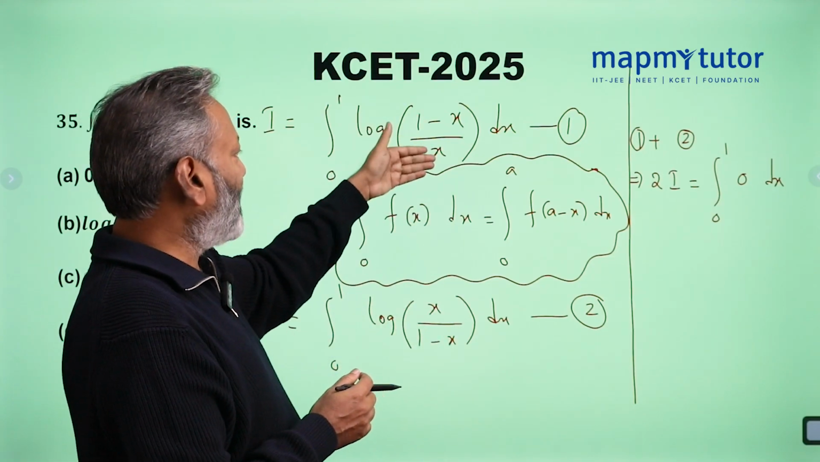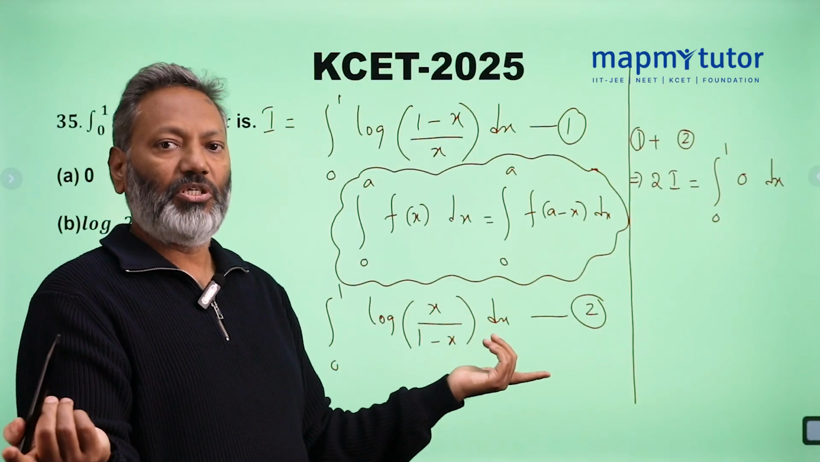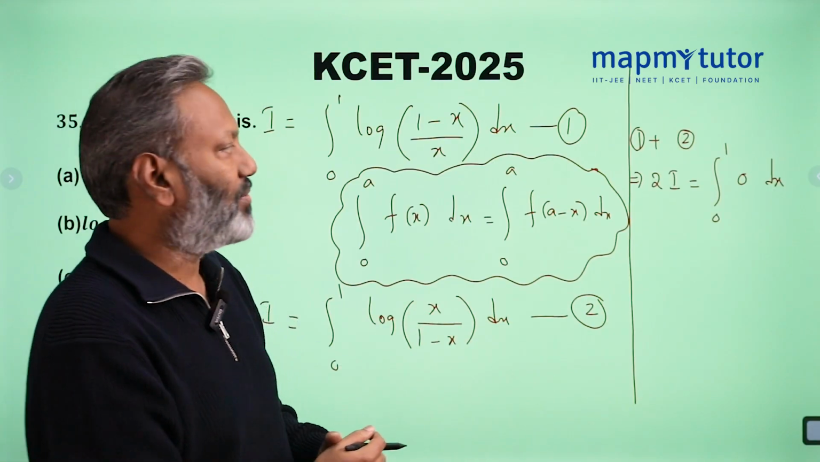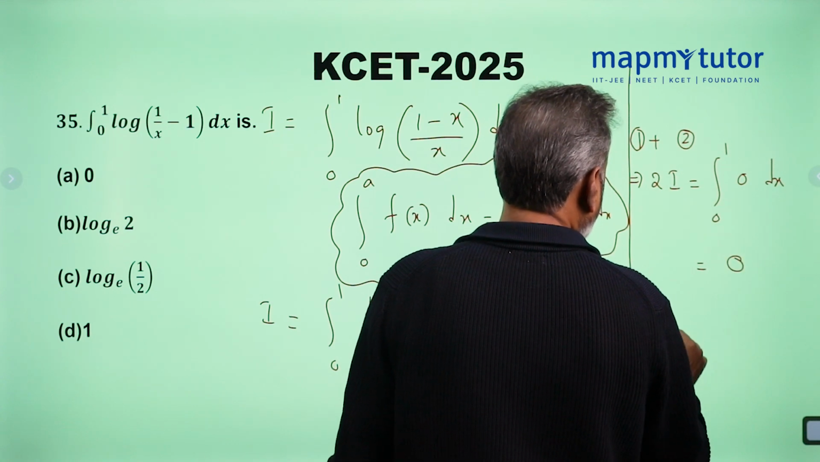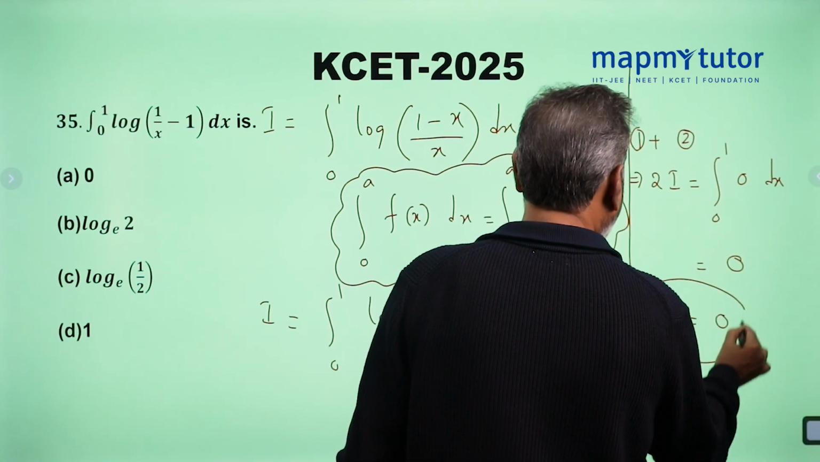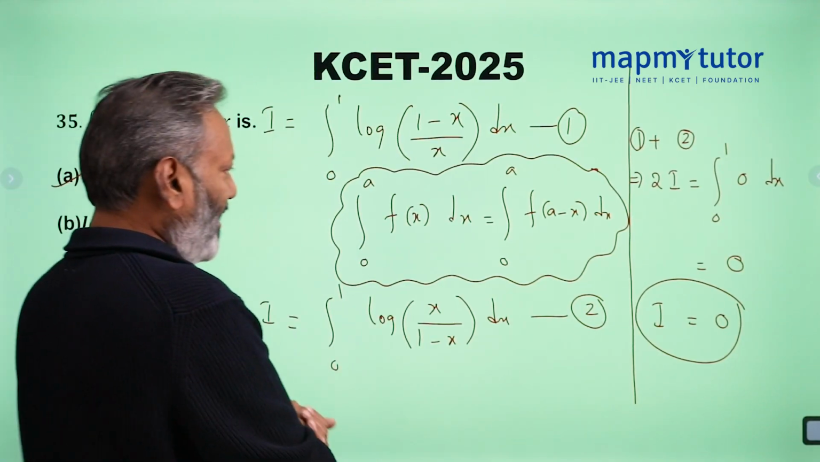So (1 minus x) by x into x by (1 minus x) will be 1. And we know log 1 is 0 to any base. Log 1 to any base is 0. And hence, if you integrate it, you will get 0. And therefore, the value of I will be 0. Which is it? Option A.